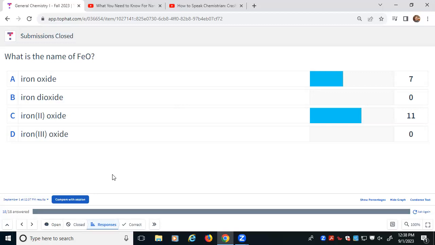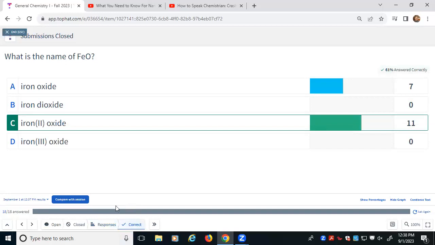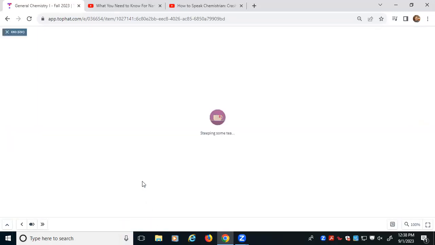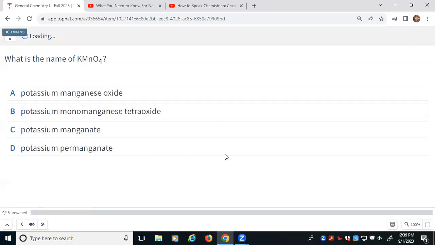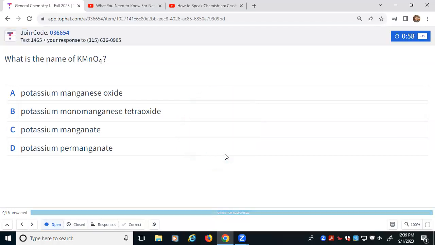Got to think about where iron is on the periodic table. It's a transition metal, and it's not in that right triangle of single charges, so it has to have a Roman numeral. Why is it iron 2? Well, we know that oxide is -2, so that means that the iron has to be +2 to give us that ratio. So C is correct there. All right, let's try another one. What is the name of KMnO4?